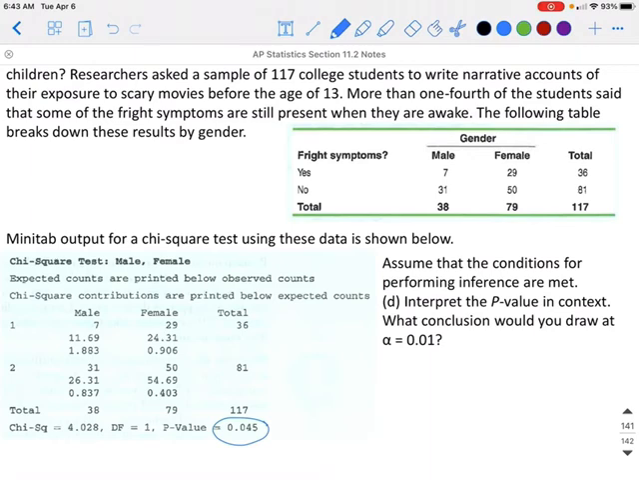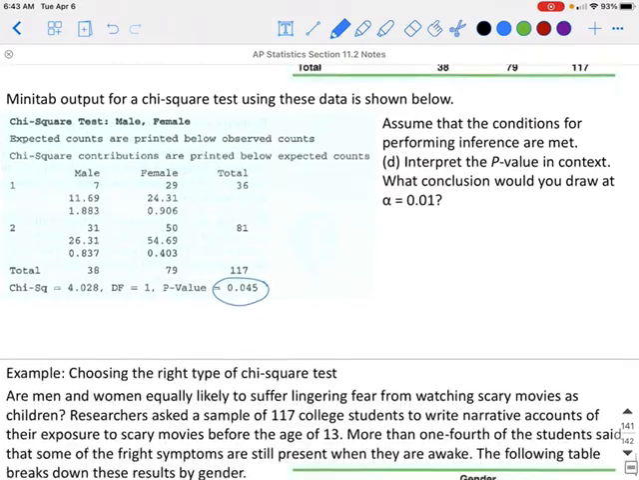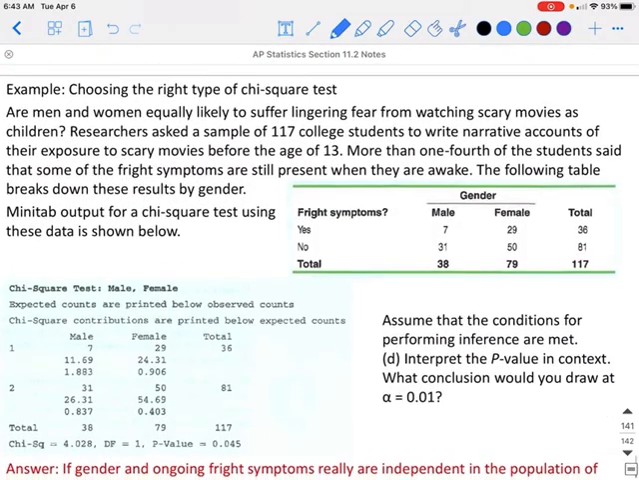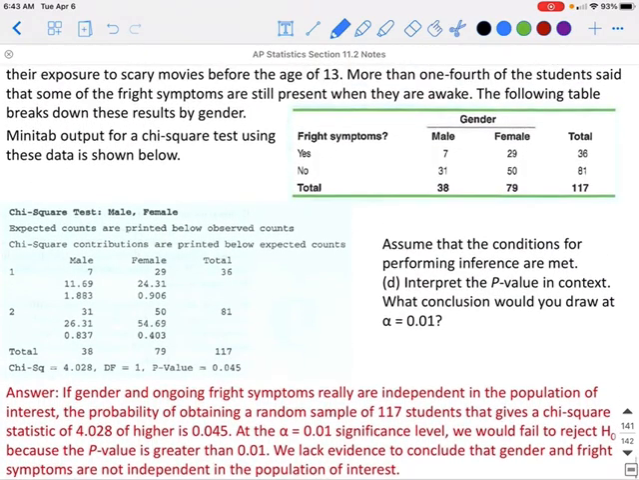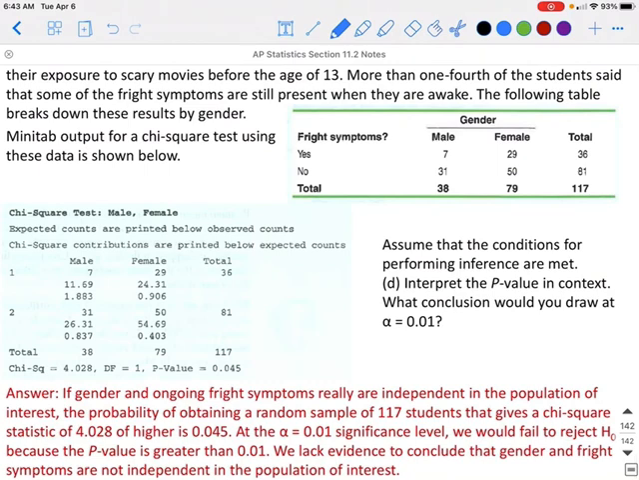At the alpha equals 0.01 significance level, we would fail to reject the null hypothesis because the p-value is greater than 0.01. We lack evidence to conclude that gender and fright symptoms are not independent in the population of interest.